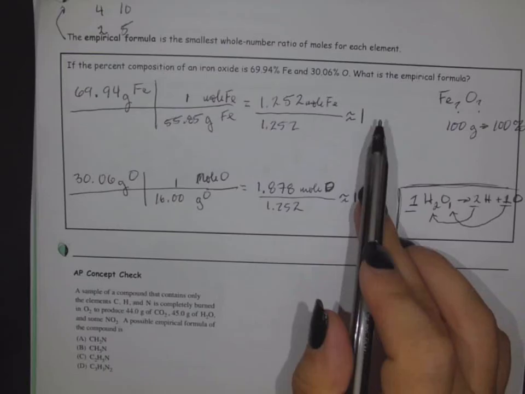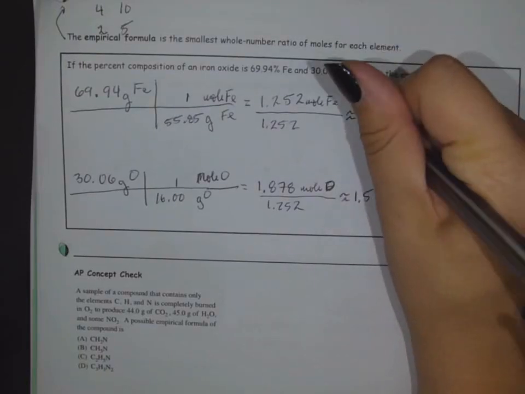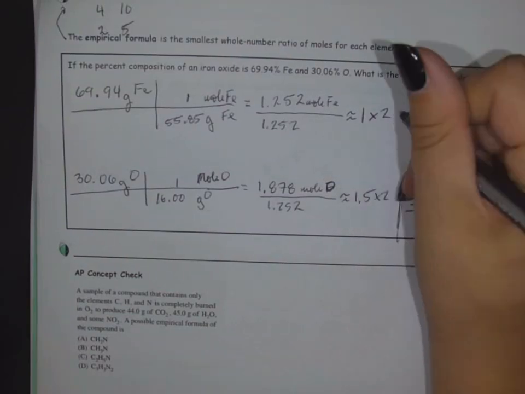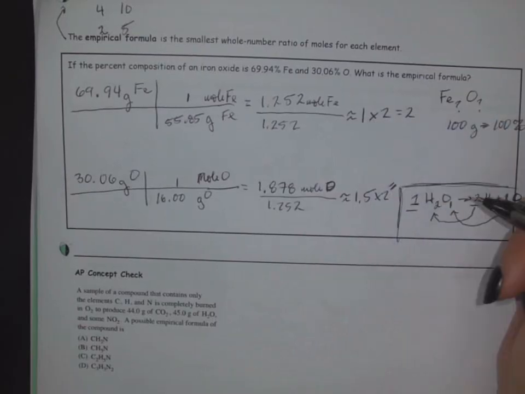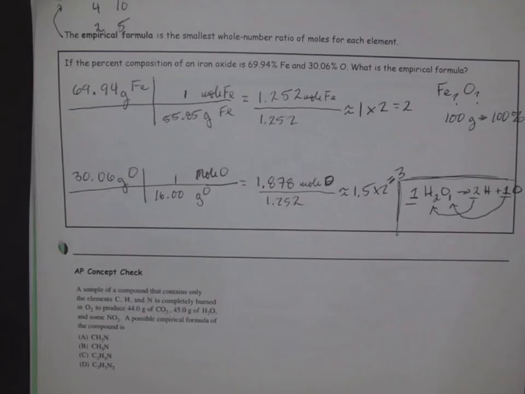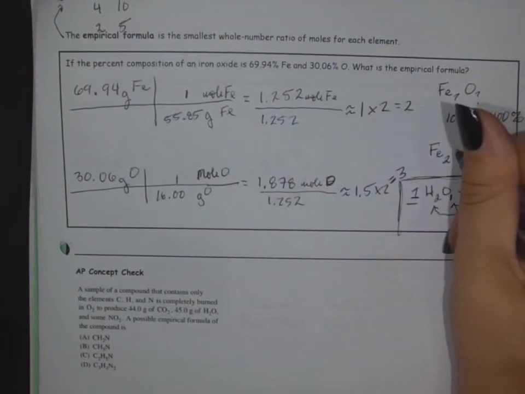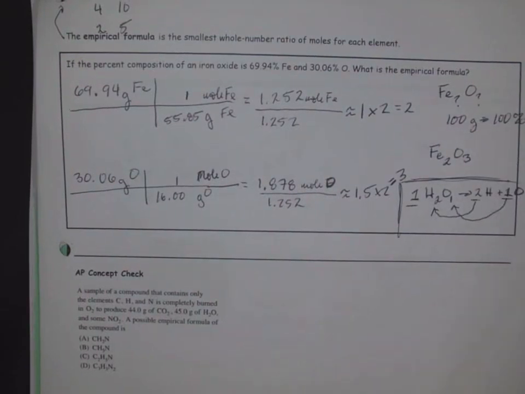So what can I multiply both of these by so that they are a whole number? And the easiest, when it's a 0.5, we're going to double these things. So for every 2 moles of iron, we're going to have 3 moles of oxygen. And there's my empirical formula, Fe2O3.